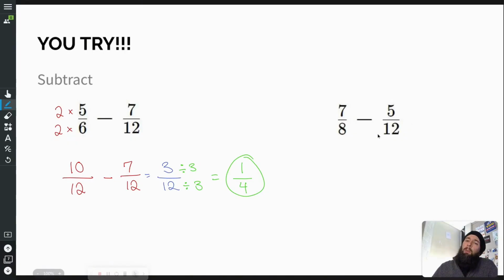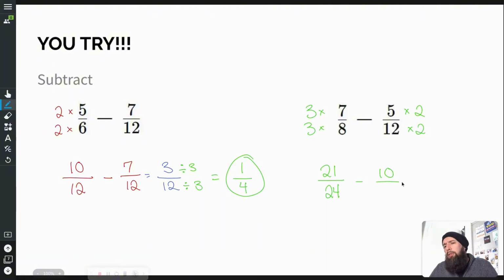So like we did last time, we said, all right, well, I can make it 24. So if I multiply you by 3 and 3, that'll make the bottom, the denominator, 24. If I multiply you by 2 and by 2, that'll make the denominator 24 also. So 3 times 7 is 21. So I got 21 over 3 times 8 is 24. Minus 5 times 2 is 10. 12 times 2, which is 24.